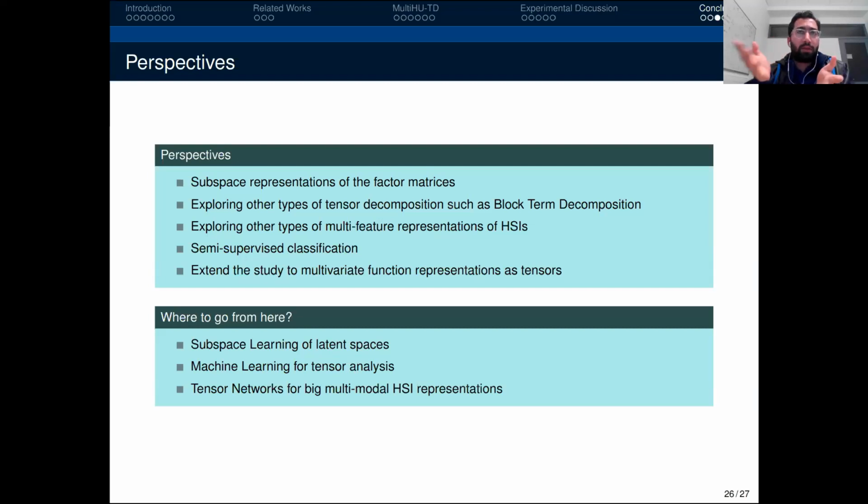Exploring other types of multi-feature representations. I don't know, there is some paper on multi-angle acquisition of hyperspectral images. There's semi-supervised classification based on dictionaries. And if someone would want to extend the study to multivariate functions, so not restricted to hyperspectral images, but multivariate functions in general, there's a lot of work on that with tensor networks. And then where to go from here: subspace learning, machine learning, tensor networks for multimodal hyperspectral representations. That was part of the plans during the PhD, but then I went somewhere else.